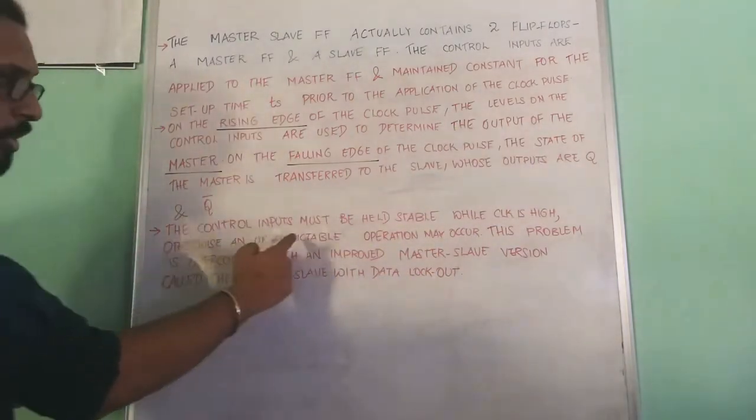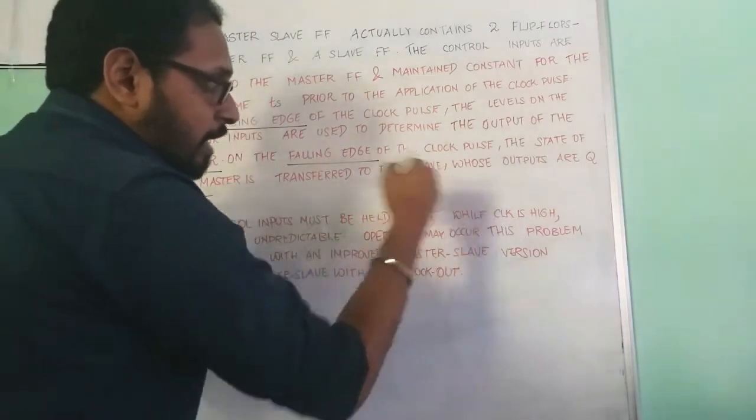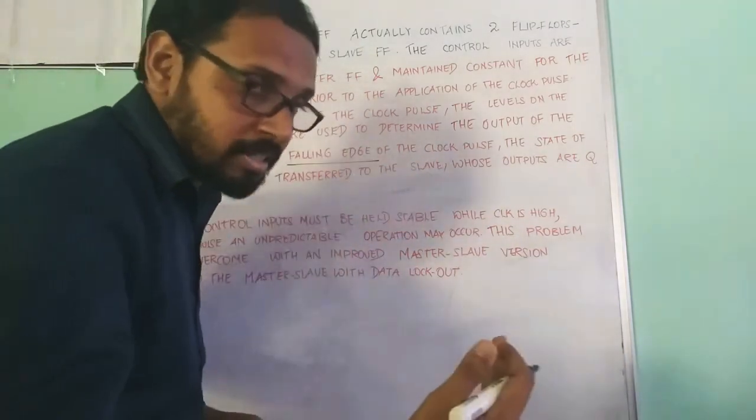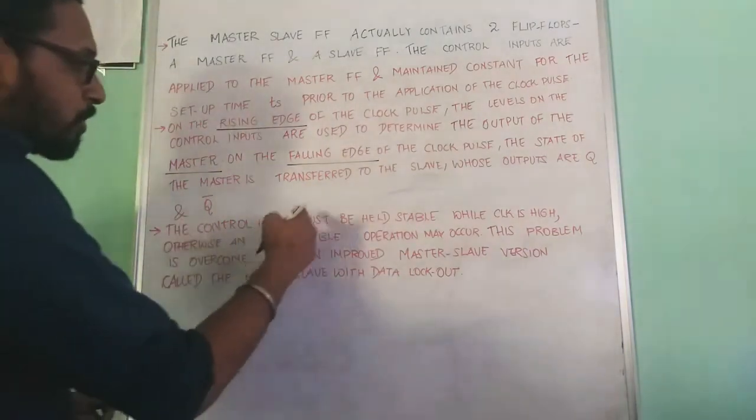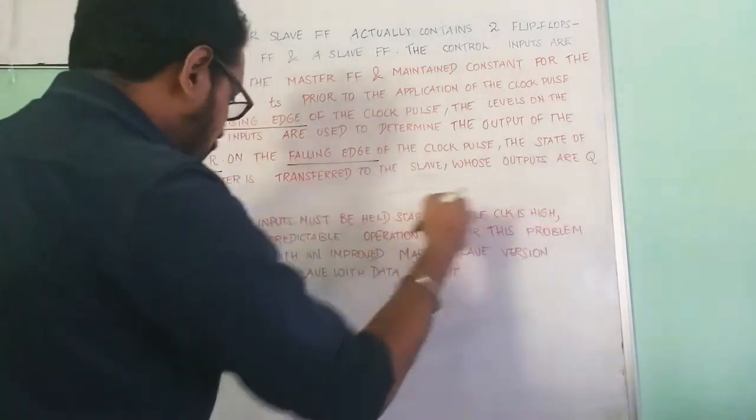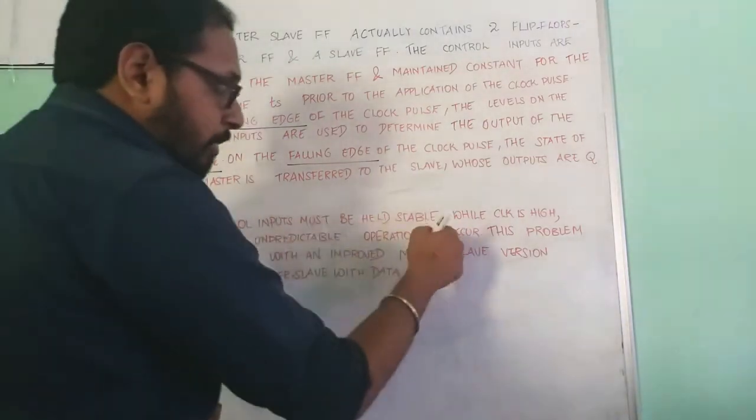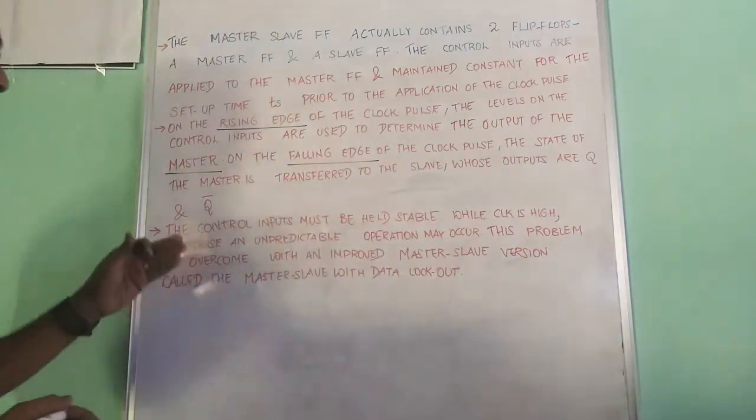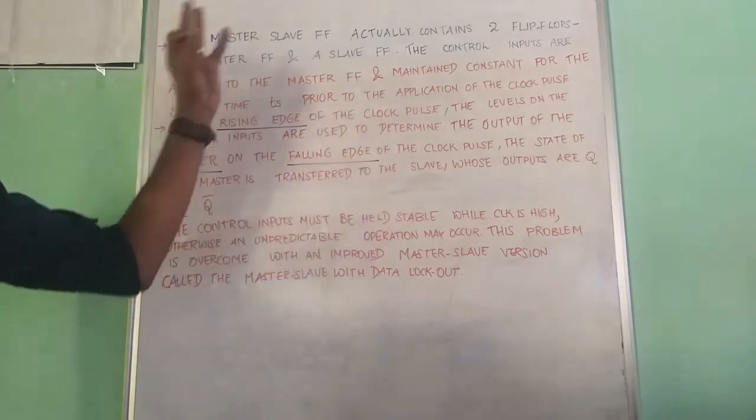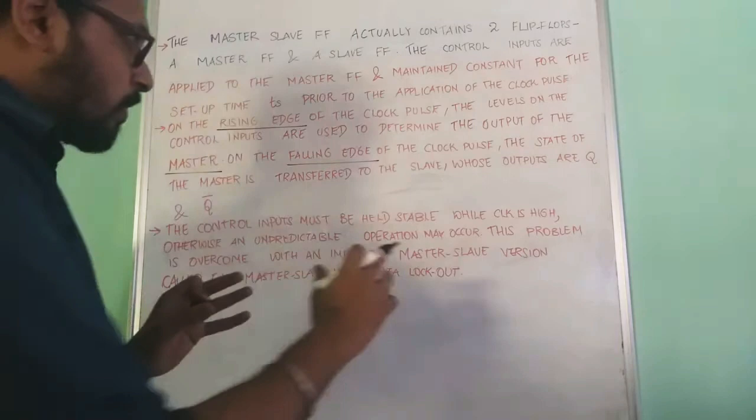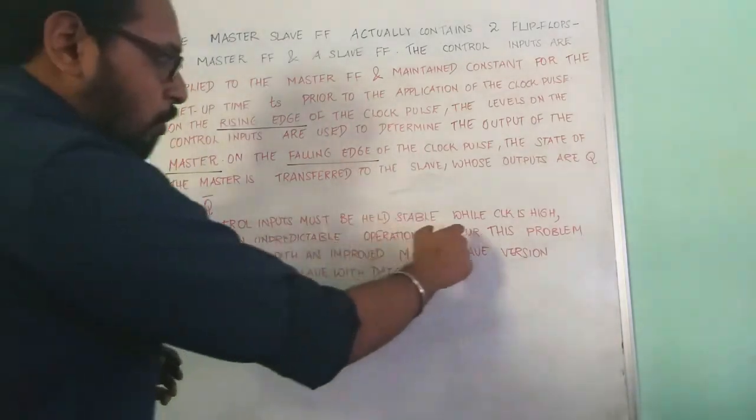The control inputs must be held stable. That is the next concept that we will learn after the master slave flip flop. The control inputs must be held stable while the clock is high, otherwise an unpredictable operation may occur. That is, we give the inputs and those inputs must be held stable while the clock is high.